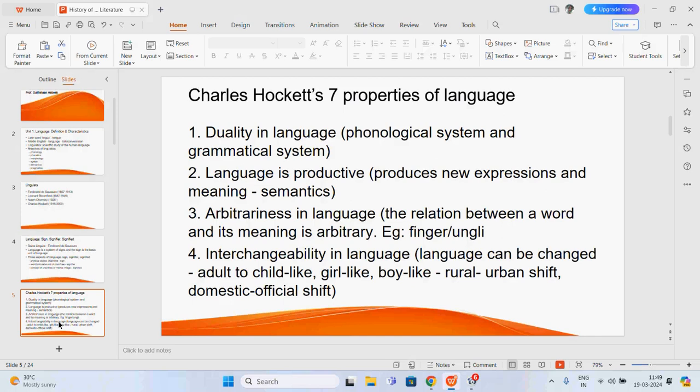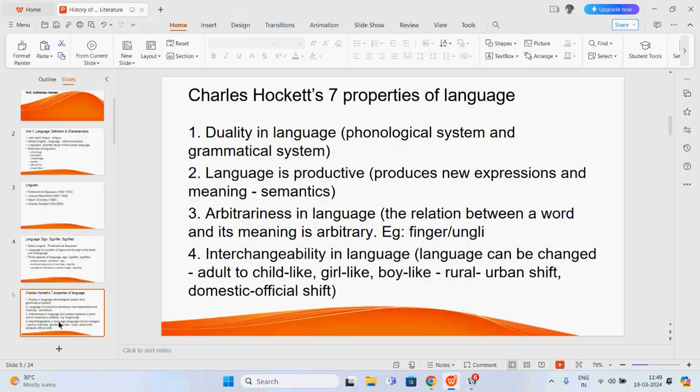In English, if I say finger, F-I-N-G-E-R, to refer to a part of my hand, in Hindi, Urdu, it would be ungli. In any other language, it would be any other name. So the object remains the same, the body part remains the same. But the word that is being used to refer to it may change from one society to another society, from one language to another language, from one area to another area. Rural and urban variation also makes a difference. We'll study that in the next bullet point.